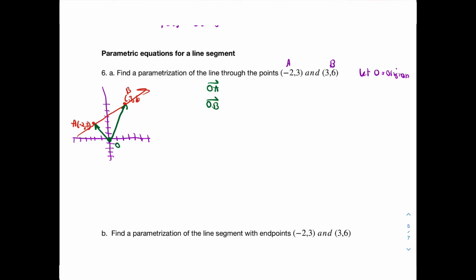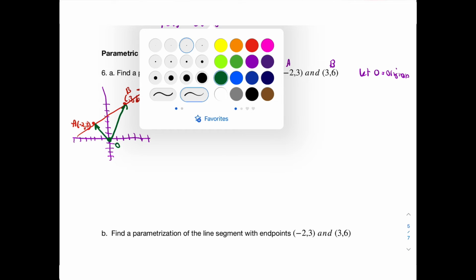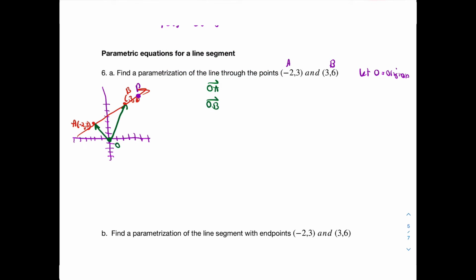Now remember that when we learned about vectors, and vector addition or subtraction, vector AB is equal to the vector OB minus the vector OA. I'd have to do minus since the arrows are not head to tail, but tail to tail. So I have to do subtraction instead.